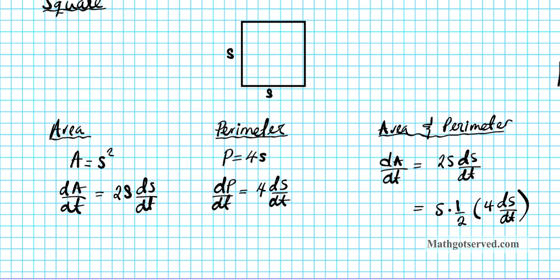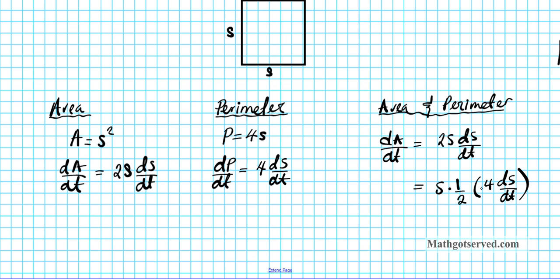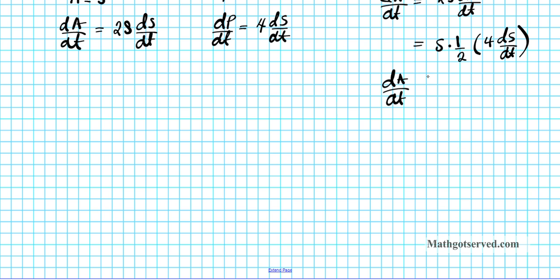Now let's take a close look at what just happened here. If you take half of 4, you're going to end up with 2. So that's why I put the 1/2 here. This is exactly the same thing as that, but it's written in a formulation where I can input the dP/dt. So the dA/dt is simply going to be s over 2 times dp/dt, because we know that 4 ds/dt is equal to dp/dt. So this is the formula that shows the relationship between the area and the perimeter of a square.